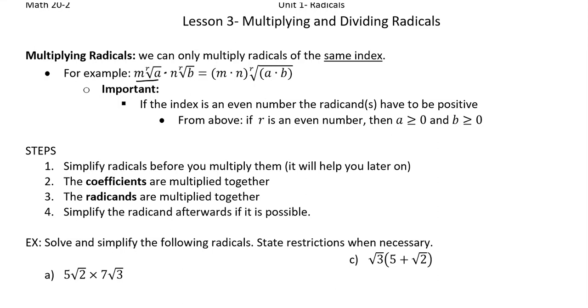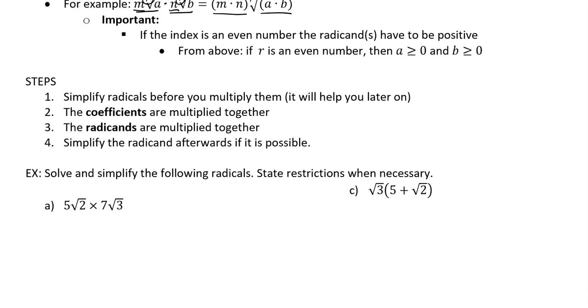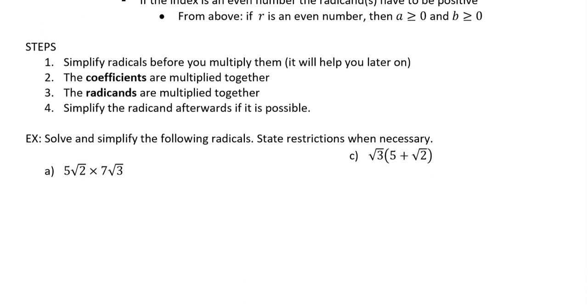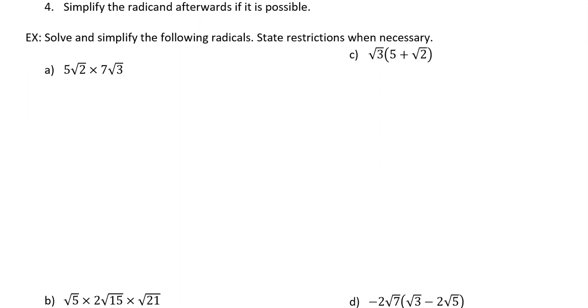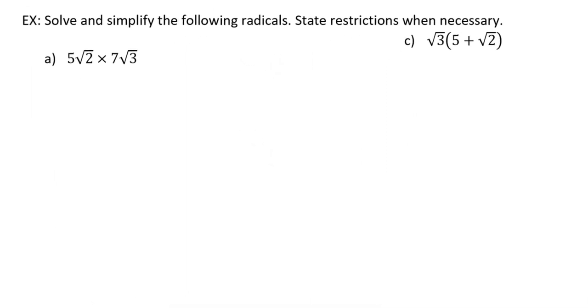If you multiply that by some other radical, then you just multiply the coefficients out front, so m times n, and then you multiply the radicands underneath, so a times b. But it has to be the case that the index is the same. No worries if that seems a little bit confusing. Let's just jump into some examples. These steps are handy to remind you how to do these afterwards, but if we just jump into it, it'll make sense.